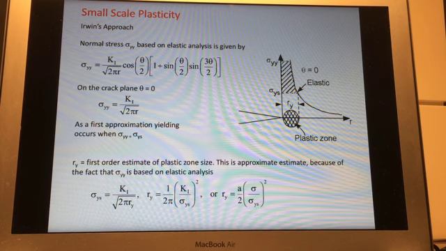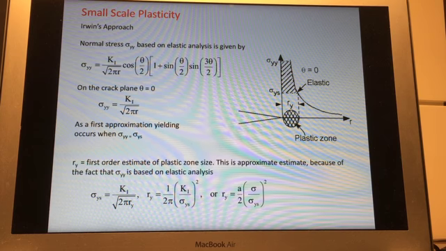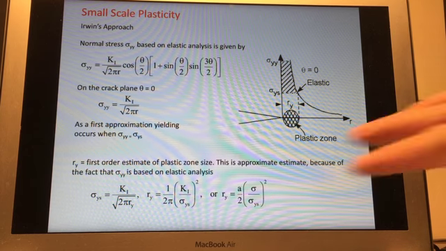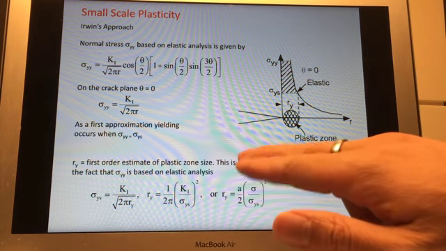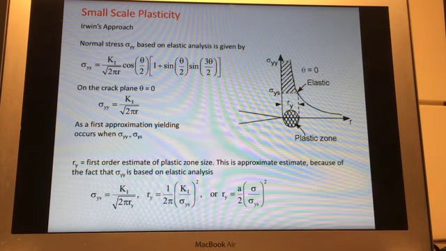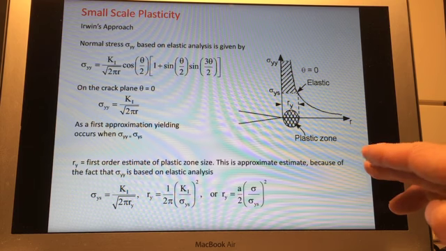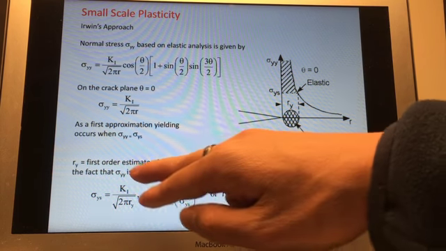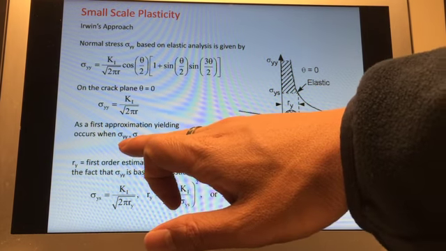So as a first approximation, yielding occurs when this one equals the yield strength of the material, right? That's just the first order. This way we can get a first order estimate of the plastic zone size. Okay, this is an approximate estimate because sigma yy here is based on elasticity. Right? Remember, this sigma yy, right?